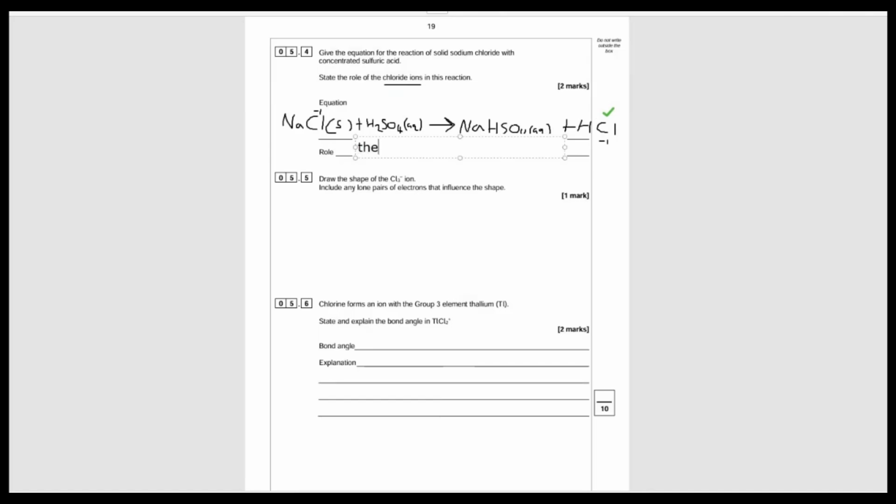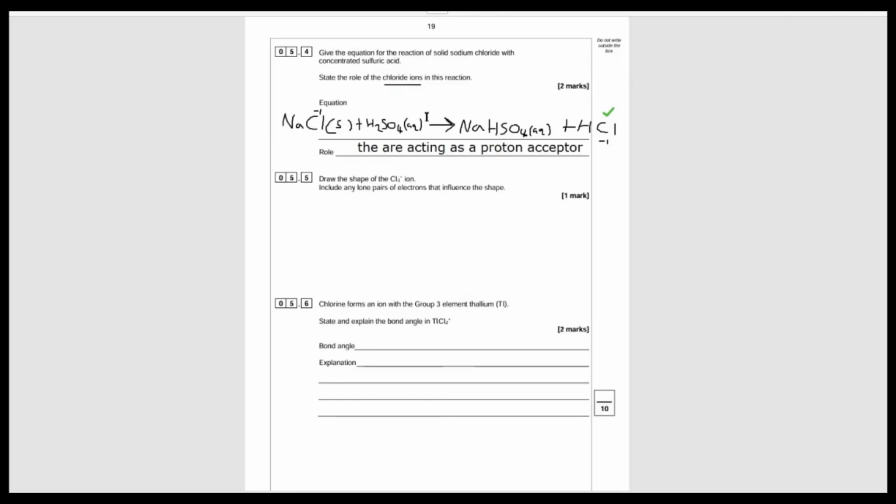So they are acting as a proton acceptor or a base. Okay, so this is actually kind of like an acid-base reaction, isn't it? So the sulfuric acid is doing its job as an acid and giving a hydrogen to that.